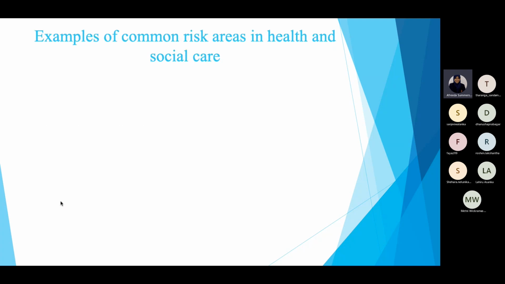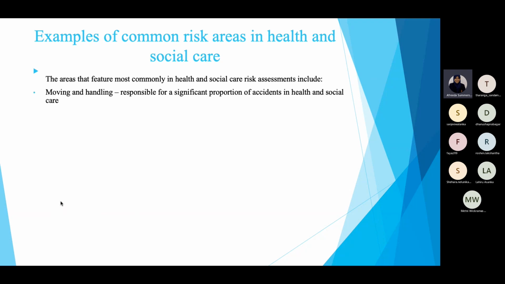Examples of common risk areas in health and social care. The areas that feature most commonly in health and social care risk assessment include moving and handling. Like I told you, when you move, you need to know, is there anything hazardous in your moving area? Are you handling toxic chemicals? Are you handling corrosive chemicals? Are you handling carcinogenic chemicals? That is one thing, moving and handling.